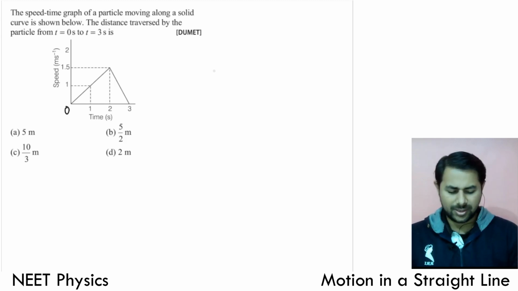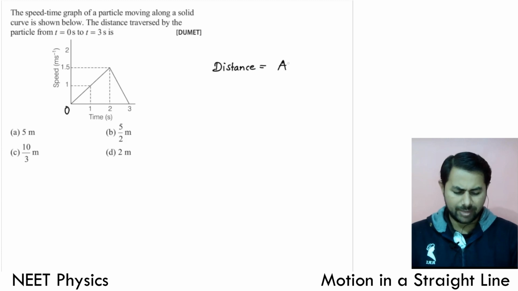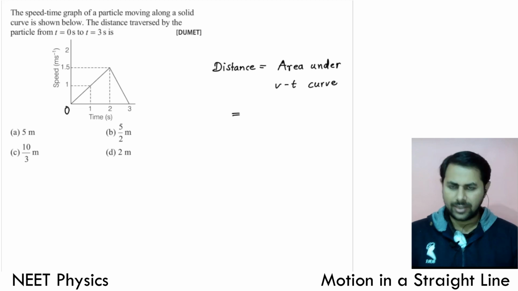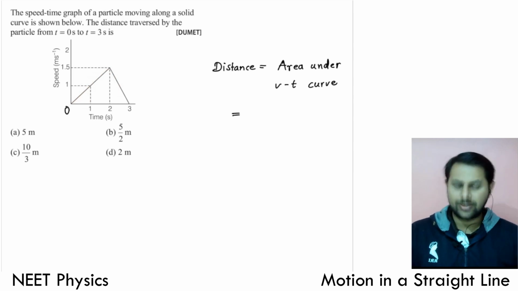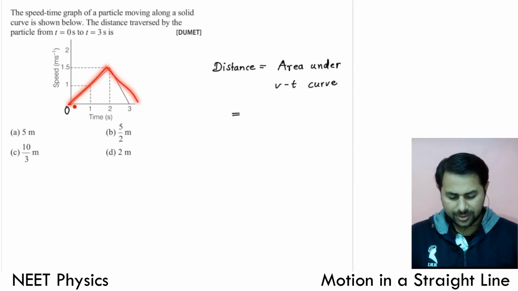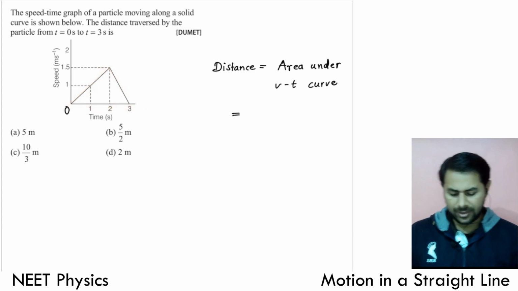So distance is equal to just the area under the speed-time curve, right? It's just the area under the speed-time curve. So what is the area under this curve? It is half of base into height. This is just a triangle, so it's half of base into height.